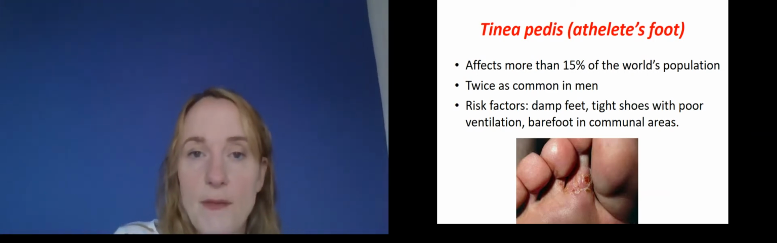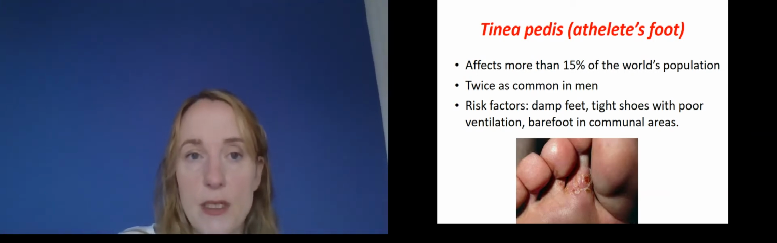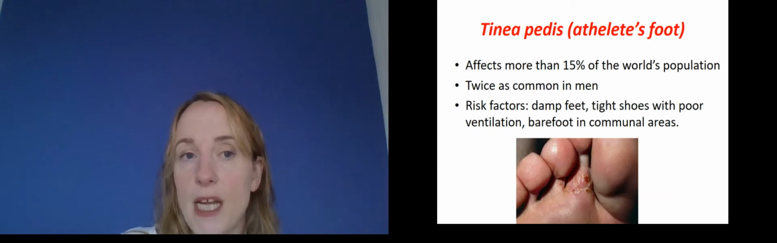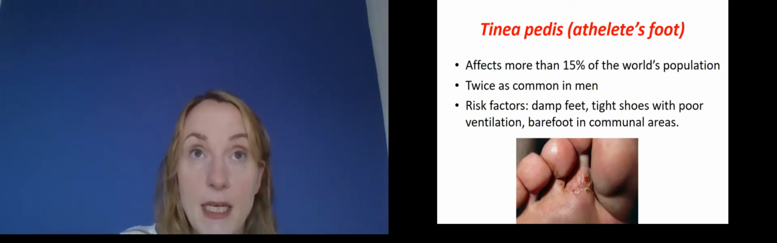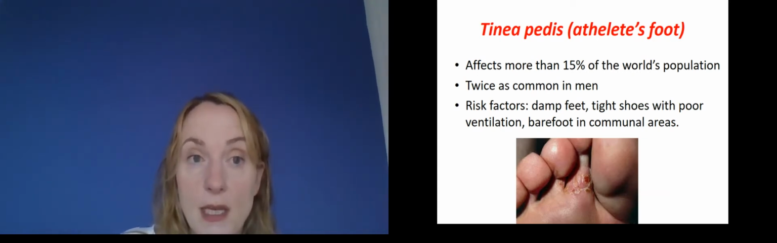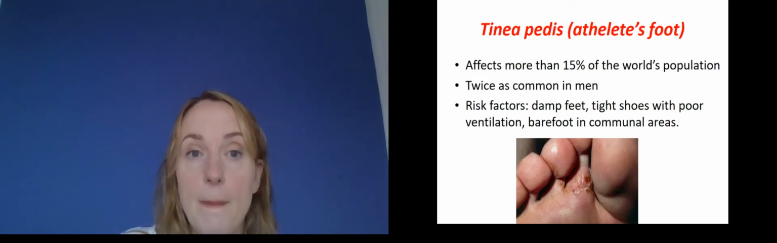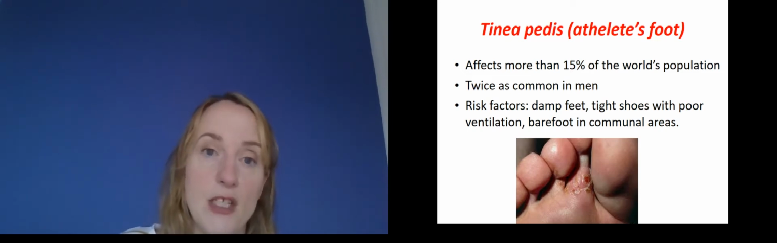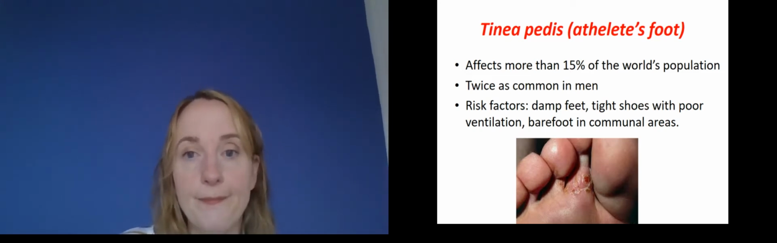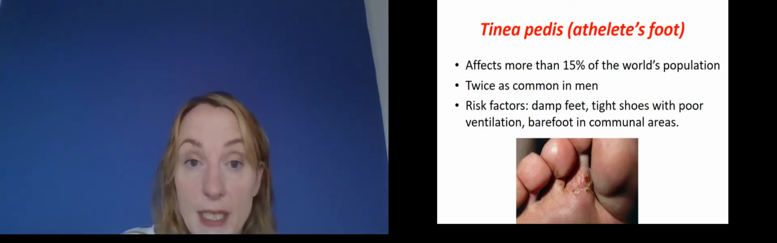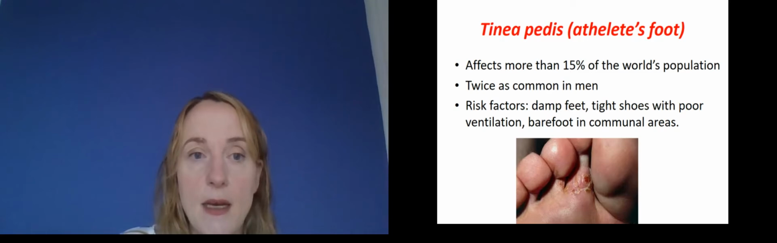Something you'll see plenty of in pharmacy is athlete's foot, which, to give it its appropriate name, is tinea pedis. So tinea is the fungus that causes athlete's foot on the whole, and pedis means foot. Anything to do with ped means walking or foot. Athlete's foot is super common. You're going to come across it. You may have already had it yourselves. It affects around 15% of the world's population at any time.